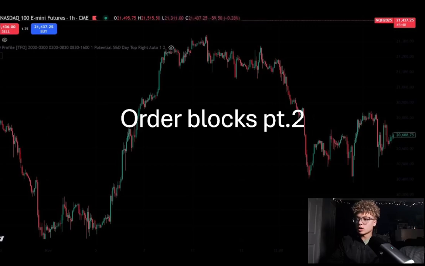So this is going to be part 2 of order block. We went through part 1, which recapped what an order block is and how we can spot them in the charts. We're going to recap what they are again, and then we're going to go more in depth on how we can implement these in trading and what we can use them for specifically.